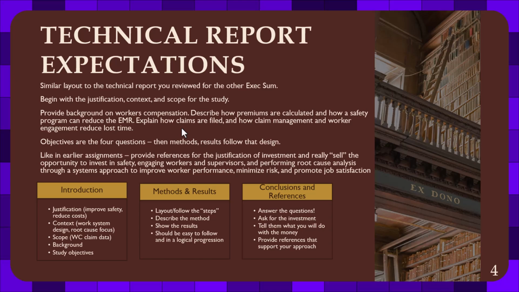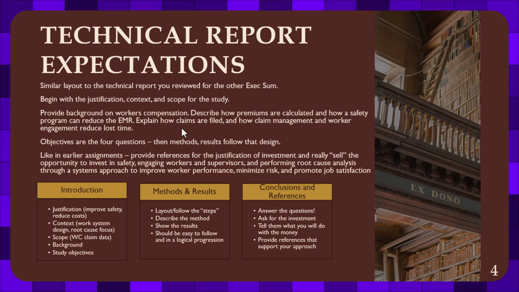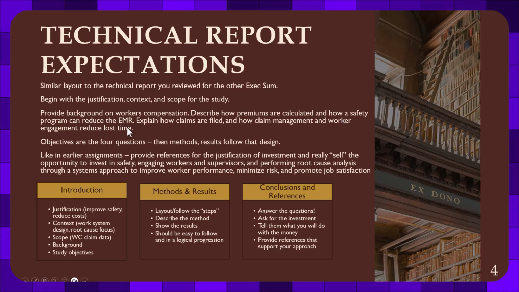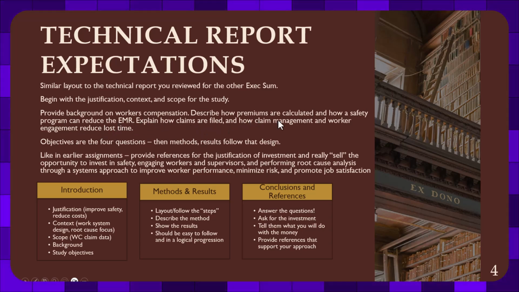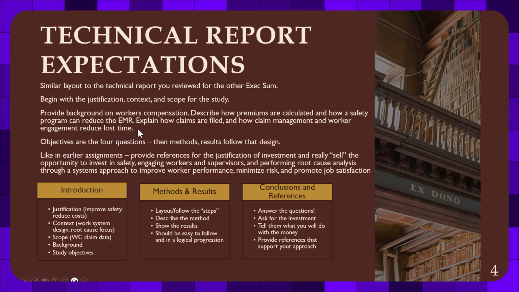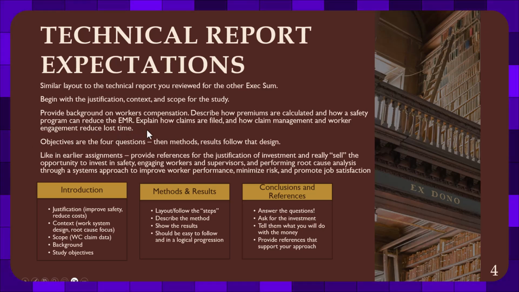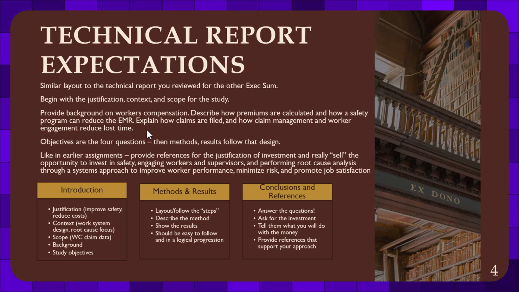So you're writing this technical report. You're going to talk about workers' compensation, what it is, how the premiums are calculated, how cost can be reduced by reducing the MR, and how a safety program reduces the MR. Explain how claims are filed, how claim management and worker engagement reduce lost time, things like that. All the things we had covered in those lectures, and then you could look things up on the DWD website, the WCRB website. You could borrow from NCCI, things like that. Reference them, please.